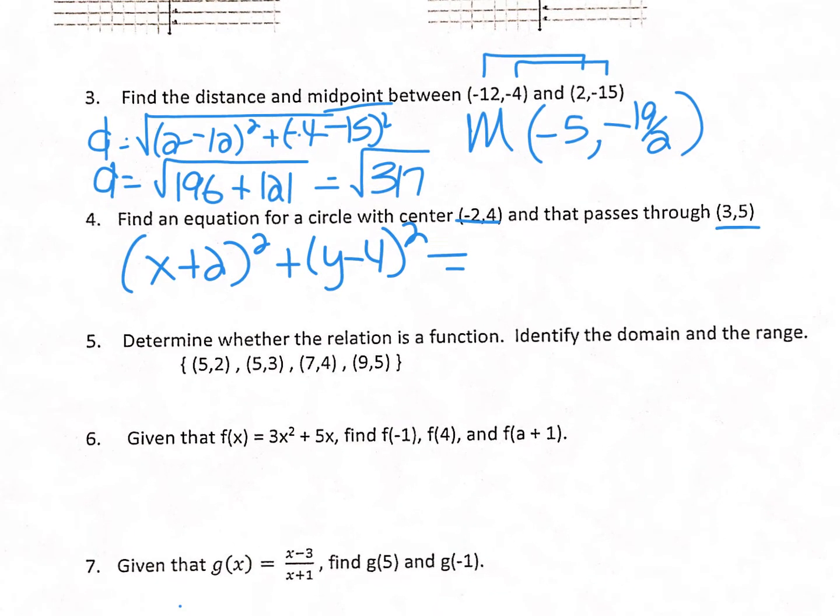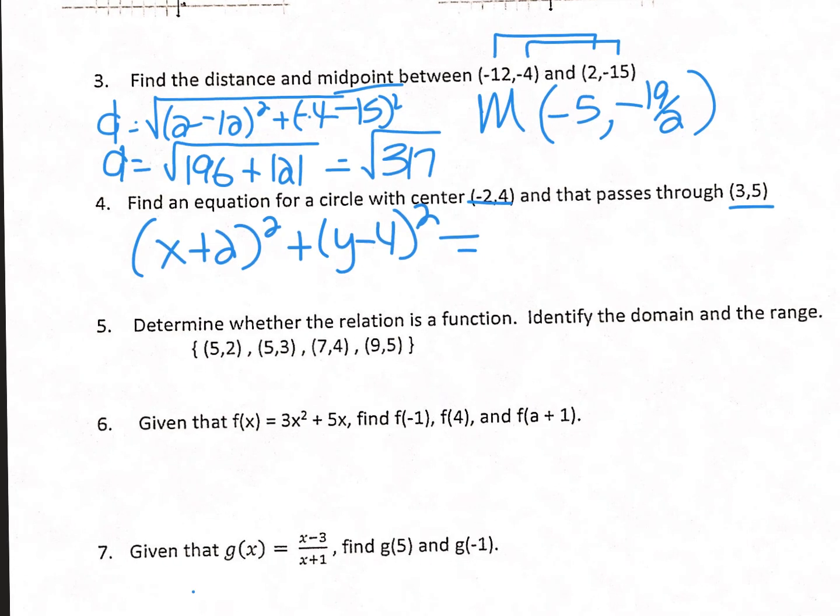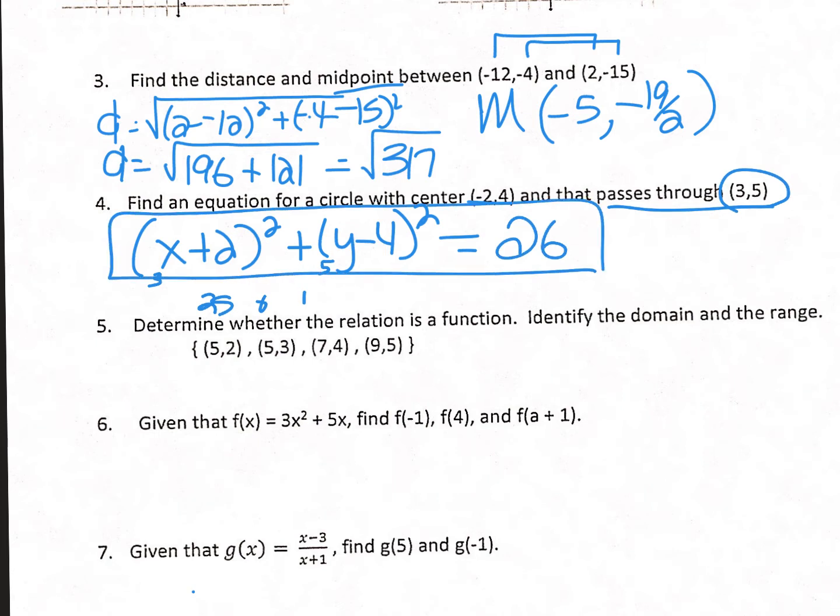To find our radius, instead of doing all this work, we're going to use something that we know. If a circle passes through a point, the reason it passes through that point is because it works in the equation. It solves the equation. So I'm going to put a little 3 here for the x, a little 5 there for the y. See what happens. 3 plus 2 is 5. Squared is 25. 5 minus 4 is 1, squared, which is 1. 25 plus 1 is 26. There's your equation. That's what it should look like: x plus 2 squared plus y minus 4 squared equals r squared, which is 26.